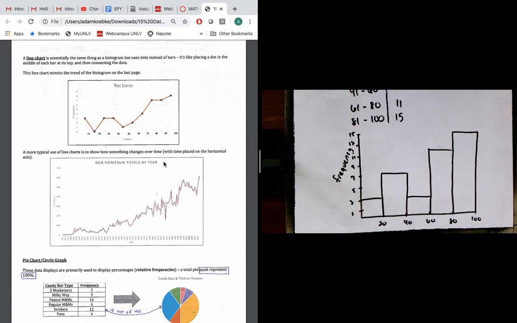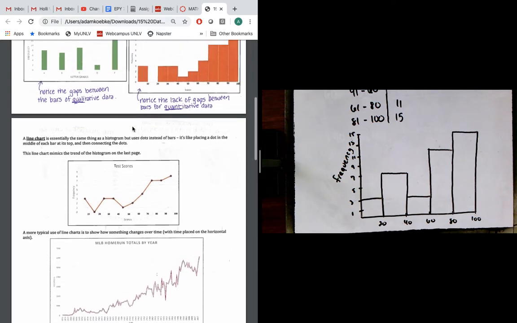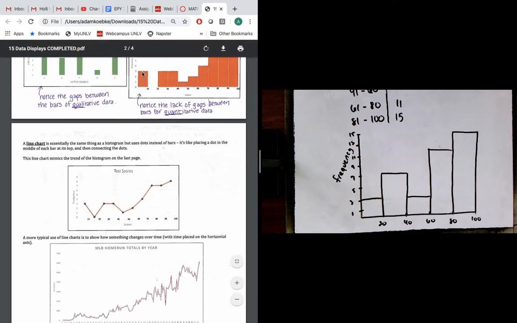Let me go to line charts. And line charts is really the exact same thing as a histogram. The only thing that's different is now, instead of using bars, we're using dots. And so what I can do here is draw out each one of these values and replace them with a dot and show the line graph as well. We can look at the similarities between this histogram and this line chart.